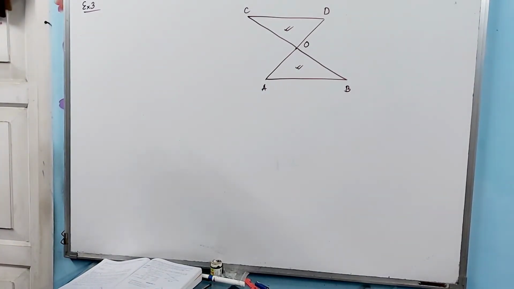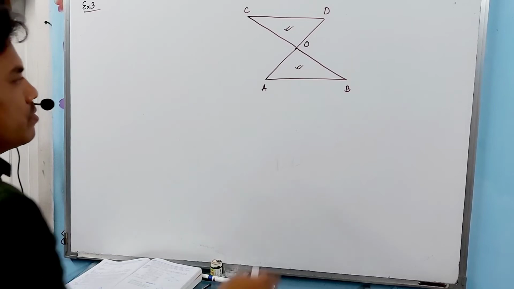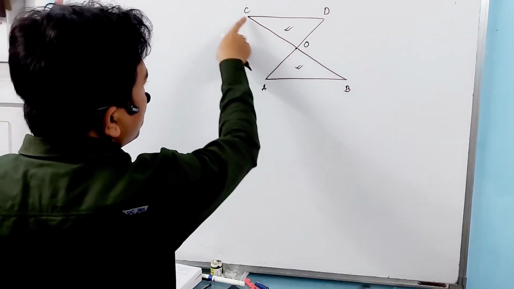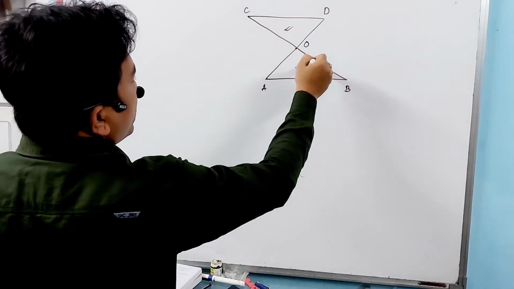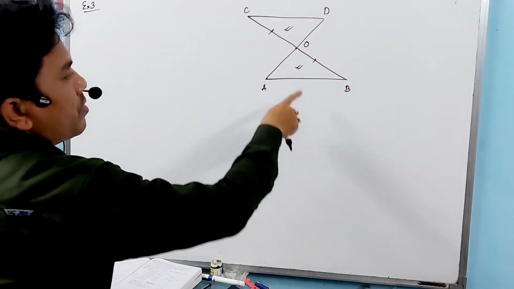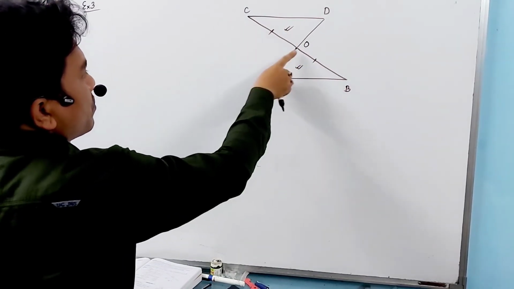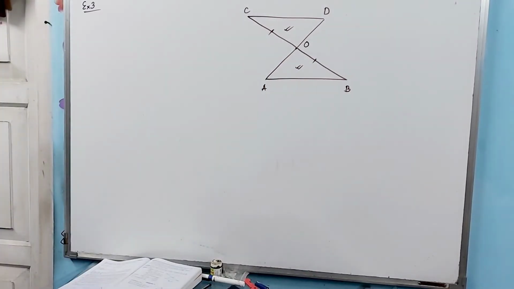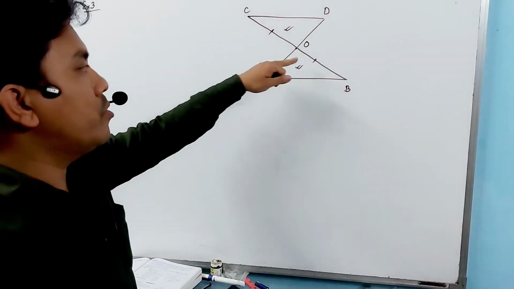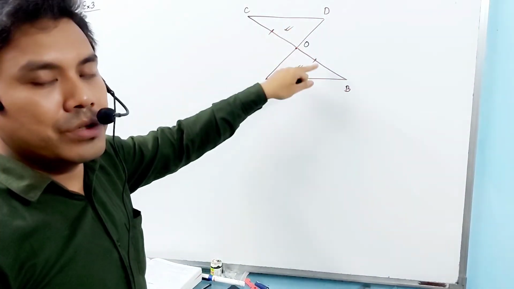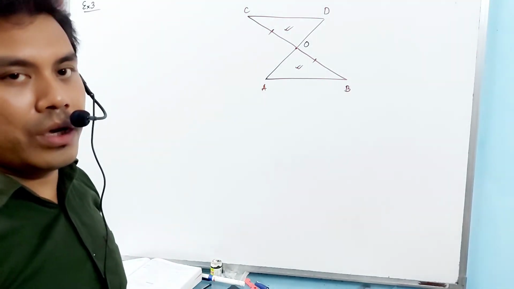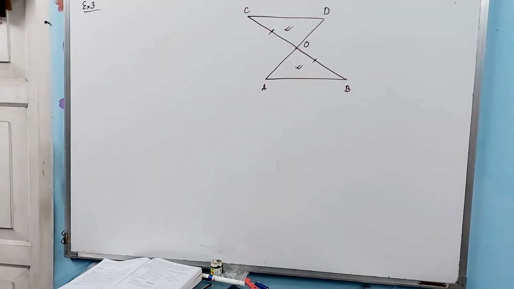It was not given, we have to prove it. You have to prove that O is the midpoint of BC. It can be done after proving that OB is equal to OC. When we prove that OB is equal to OC, then obviously O will be the midpoint of BC. For that, what we have to do? We have to prove that both the triangles are congruent by using any of the postulates. So let us see which postulate we have to use here.